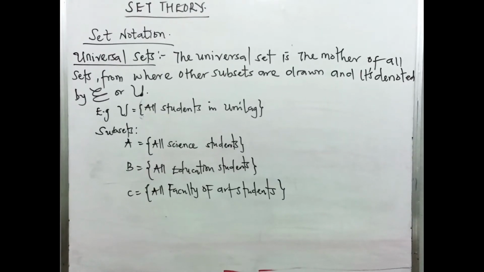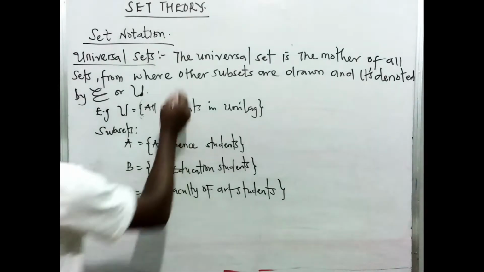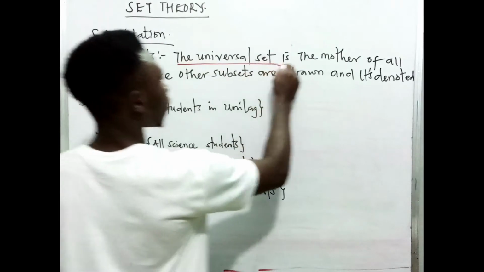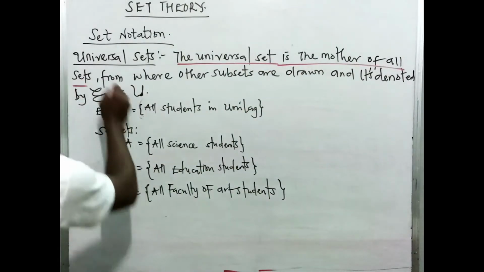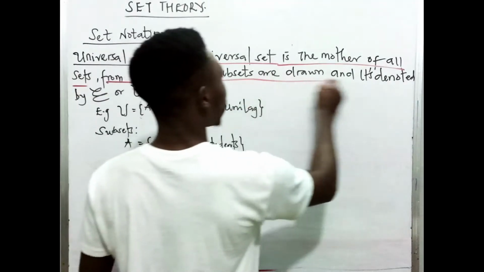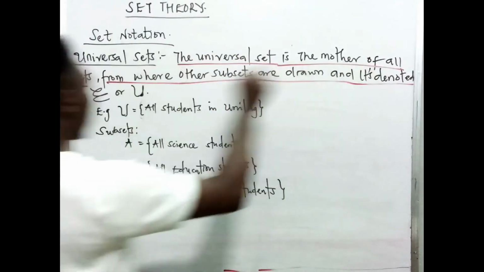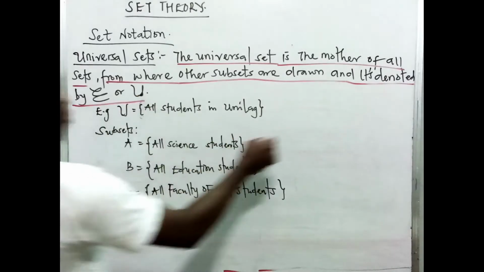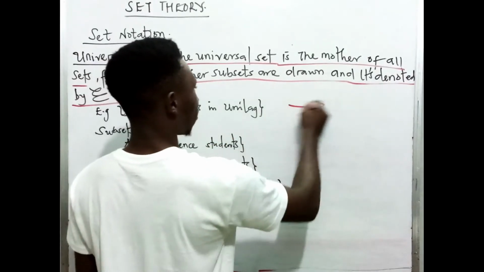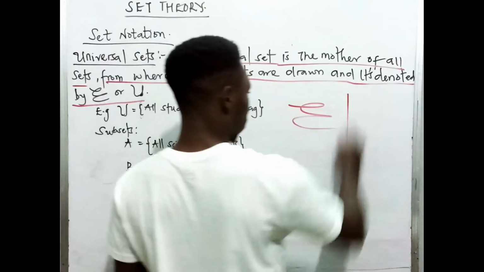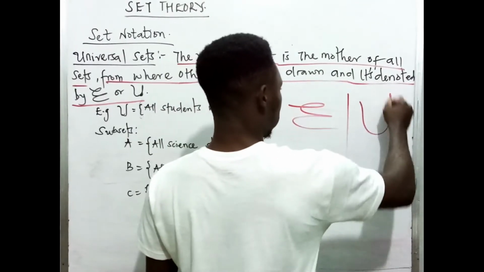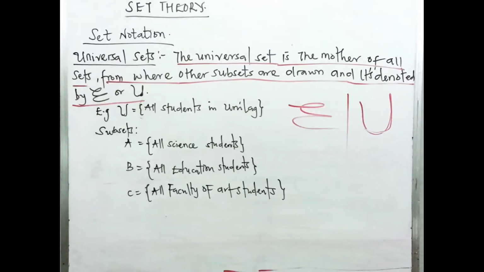So, explaining this with a note, now I have here the universal set. The universal set is the mother of all sets, like I explained, from where other sets are drawn, and it's denoted by E. Use this to denote your universal set, or use your big U to denote your universal set.